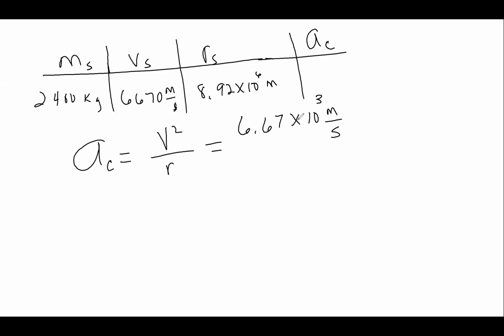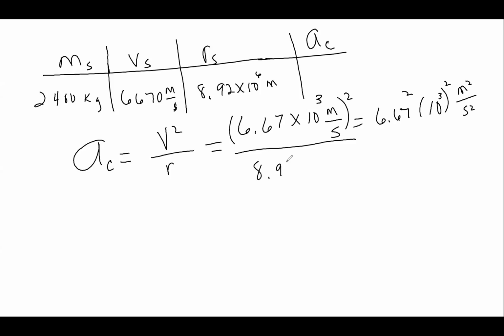If we write it that way, then when we go over here to square it, it's easy to square it, because what I'm going to do is I'm going to square 6.67. I'm going to square 10 to the third. I'm going to square meter squared second squared. In other words, I'm simplifying the problem even before I put it in my calculator. Then I'm going to divide it by the radius, which is 8.92 times 10 to the 6 meters.